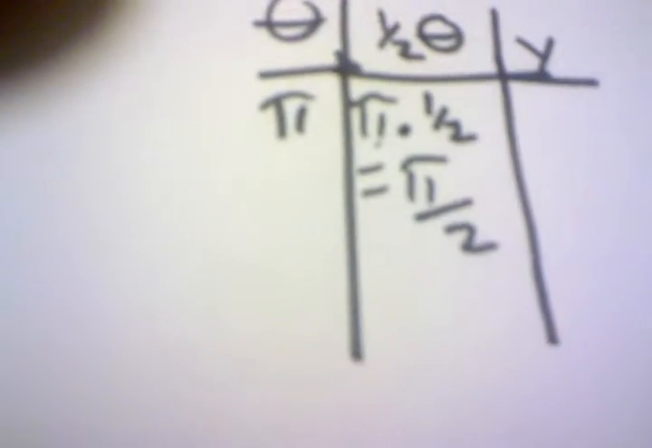And according to the unit circle, when we're at 90 degrees, pi over 2, the y is going to be 1.